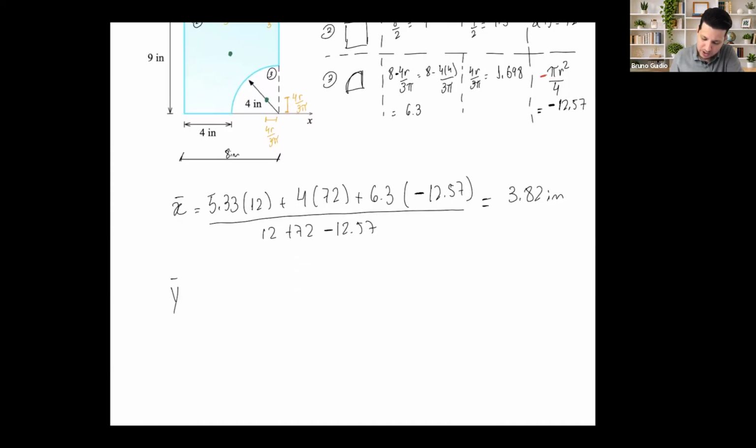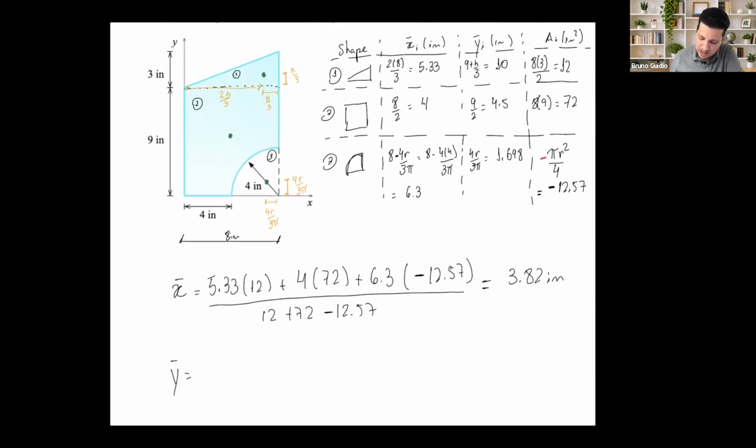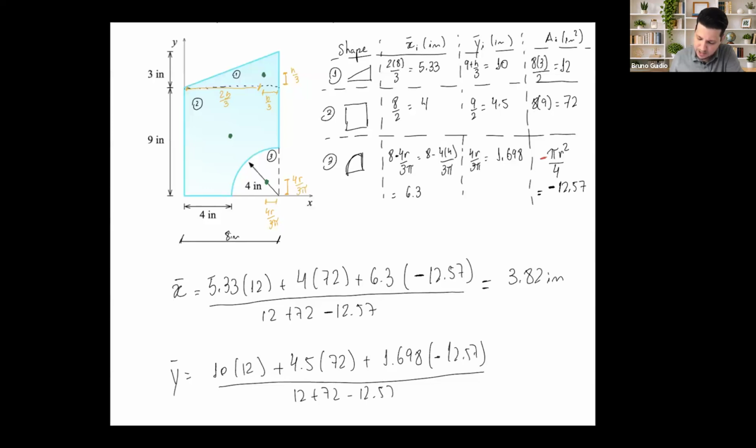And y bar is going to be 10 times 12 plus 4.5 times 72 minus 1257 times 6.3, divided by 1272 minus 1257. By my calculation, 492 inches.